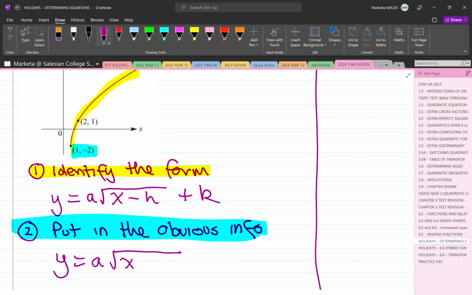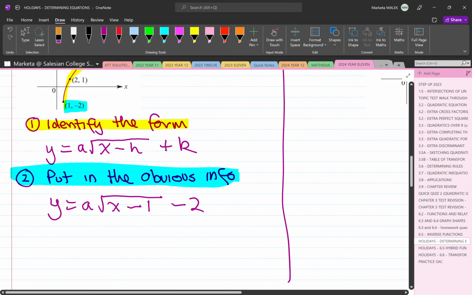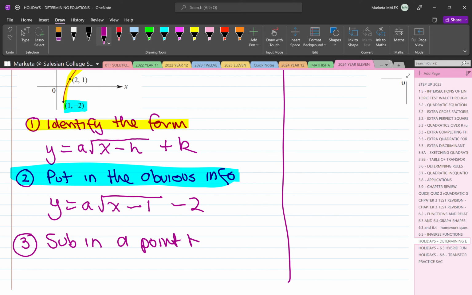Now the x value, we always go in the opposite direction. So this is a +1, so we're going to say -1 for our horizontal shift. And the vertical value will be the same. So in our case, it says -2. So we're going to write -2. So the only thing left for us to do is to solve for the value of a. And this is the part in step 3 where we say sub in a point to find a, to find that dilation.